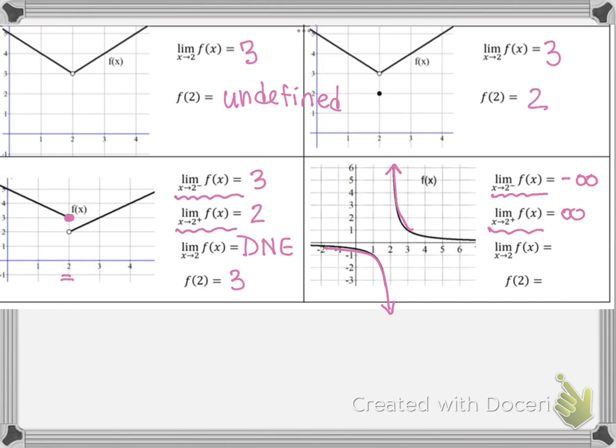Do the left and the right-hand limits equal each other? They do not. So we say the limit does not exist. In order to have the limit exist, we have to approach the same output from both the left and the right, and that doesn't happen in this case. Now in this one, at a vertical asymptote, the function is not defined there. So f of 2 is undefined. The graph does not exist at x equals 2. So this was our lesson on Introduction to Limits.